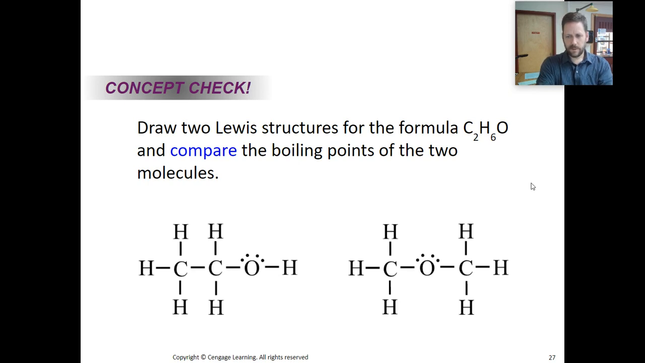There are a couple other important things to consider here. One of them is the polarity of molecules. The one on the left is polar because it's an uneven distribution of electrons. There's some electrons on the right-hand side of the molecule around oxygen, but none on the left. So it's going to have a dipole moment.